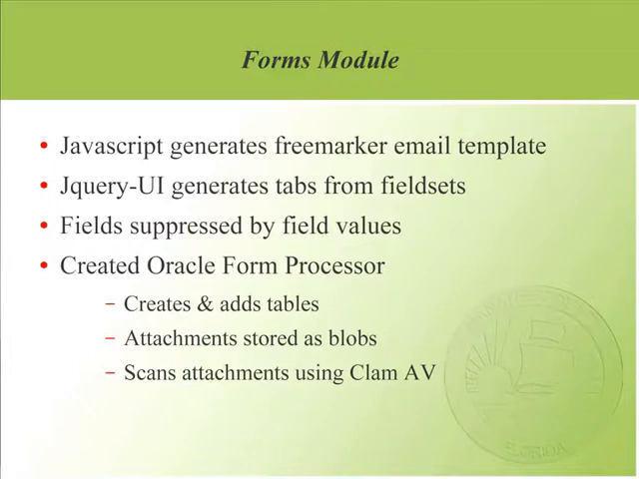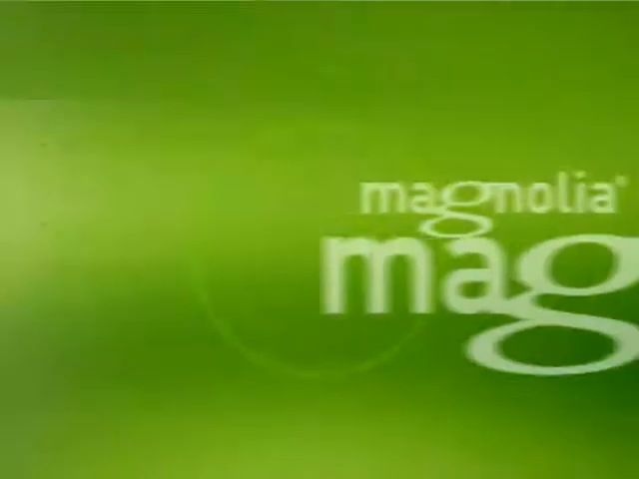One of the first things I did when working in the forms is write a simple JavaScript that generates the FreeMarker template that can be pasted into the email. Some of the forms were quite long, so I used the jQuery UI library to turn our field sets into tabs. I wrote a custom Oracle form processor that writes information submitted in the form to an Oracle table. So the attachments are stored as blobs after they're scanned with ClamAV antivirus.